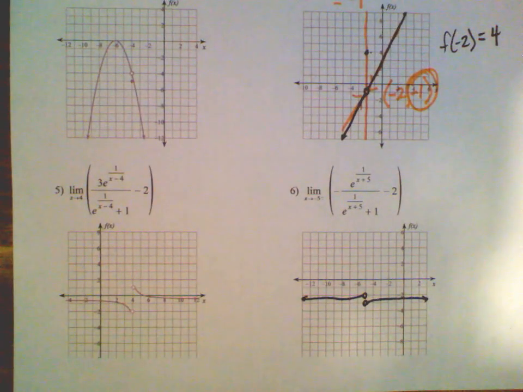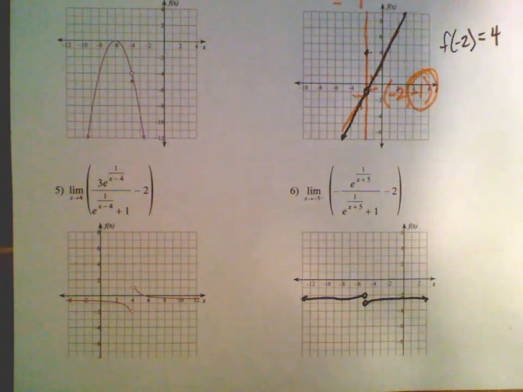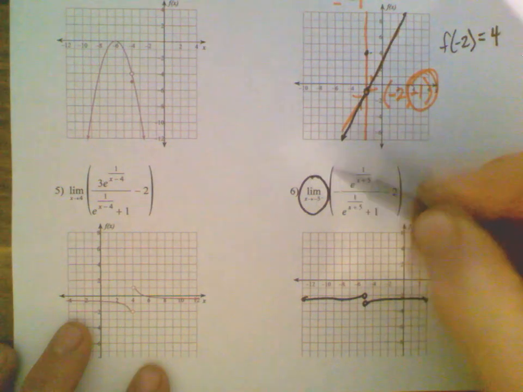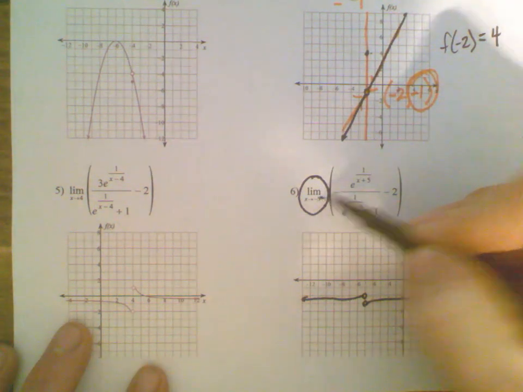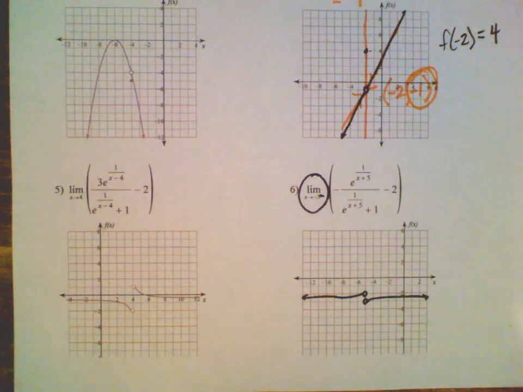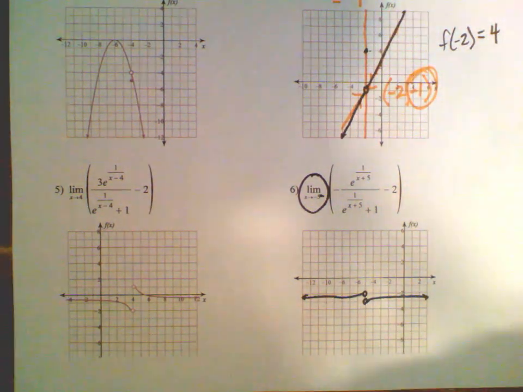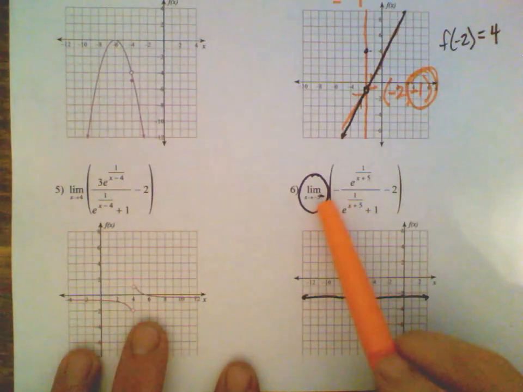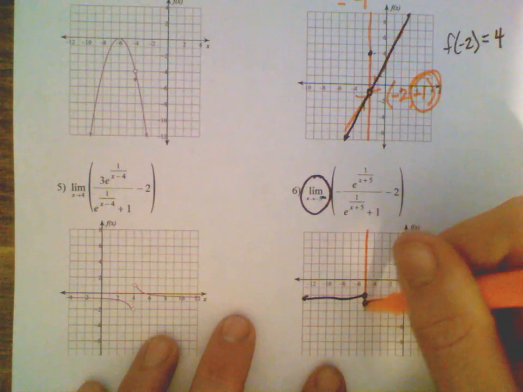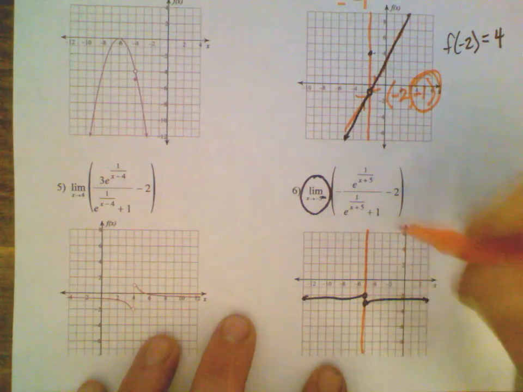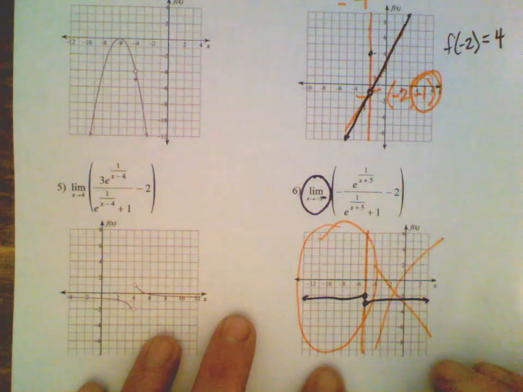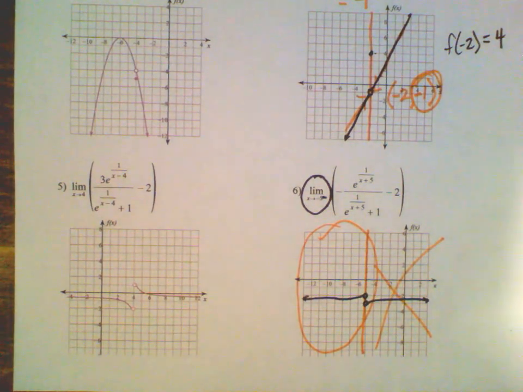And in this particular problem, what I'm interested in is the limit as x approaches -5. Then there's that little minus there. That means from the left. So I'm looking at only the left-hand side of this function, only from the left. So I don't even care if they come together, because all I care about is the left-hand portion. No interest in the right-hand side. All I'm interested in is the left-hand side.